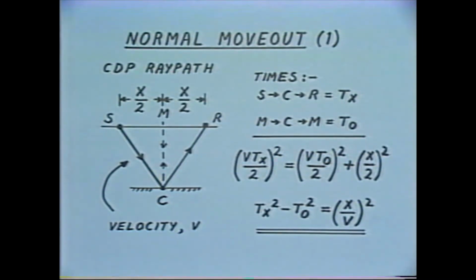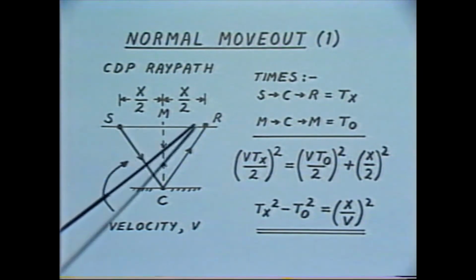Now we'll look in a little more detail at the curvature of the reflection events, and this applies particularly to the primary reflections, but also to the multiple reflections. We'll look at the curvature of those reflections across a set of common depth point traces. Now, we're looking here at just one particular ray path out of a set of common depth point traces, from the source to the reflection point and back to the receiver.